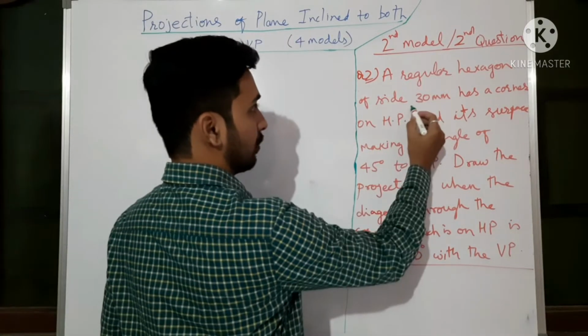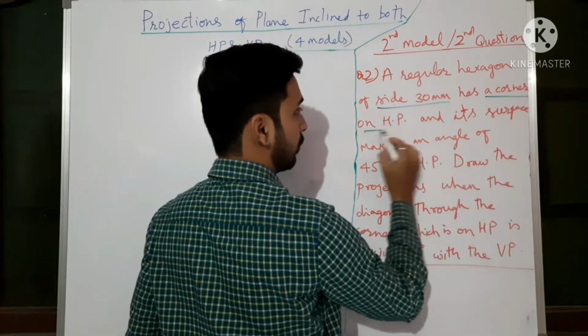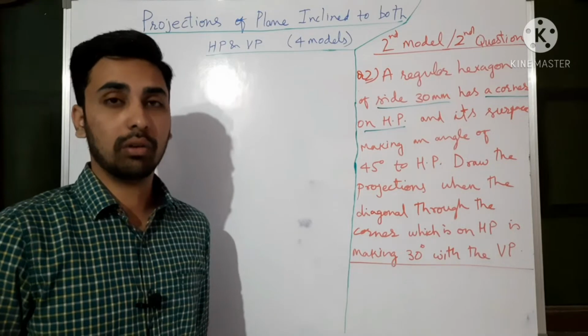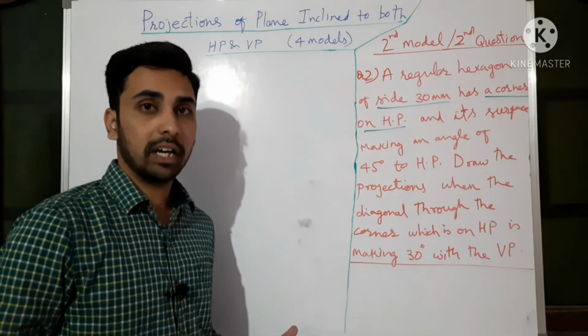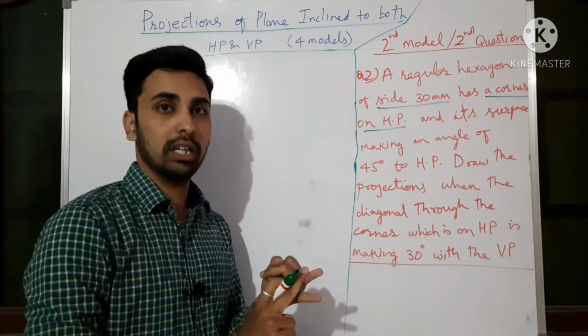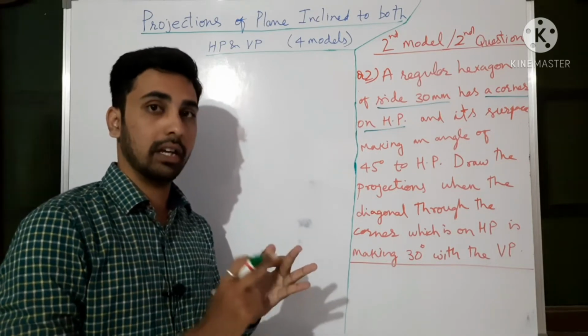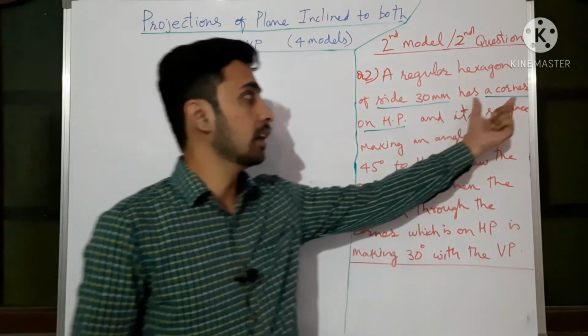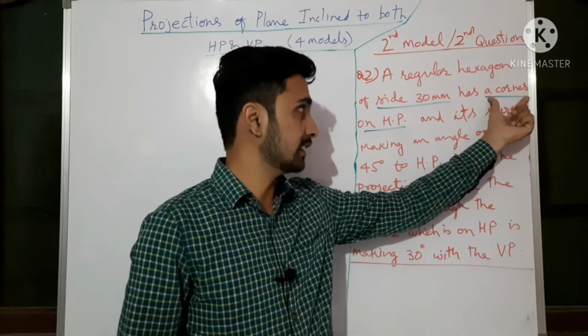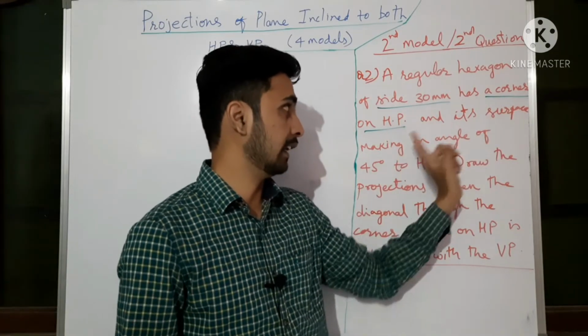A regular hexagon of side 30 mm is given to us, resting by corner on HP. So as I said in the previous video also, you need to see where it is resting and by what it is resting. Edge is resting or corner is resting, and whether in VP or in HP. So here, not edge, corner is resting, on HP, not on VP. This thing we have highlighted here.